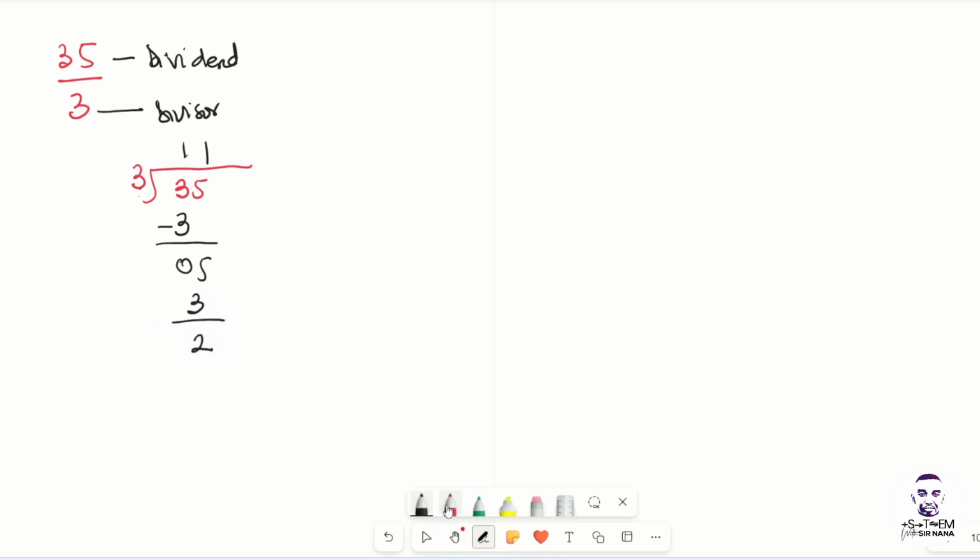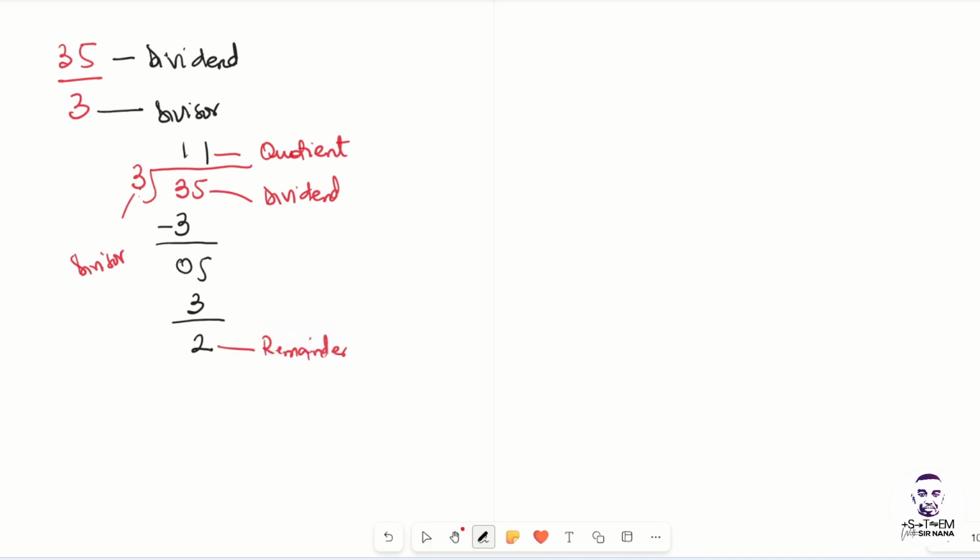So we have 11 here representing what we call the quotient. We have the 3 here being the divisor, and we have the 35 here being the dividend, right? So we know that the 2 here, we call it the remainder.